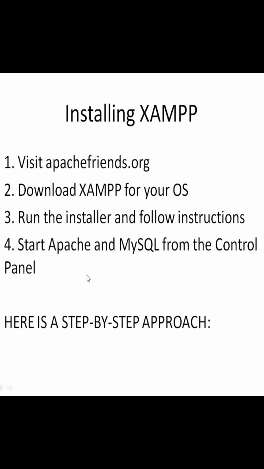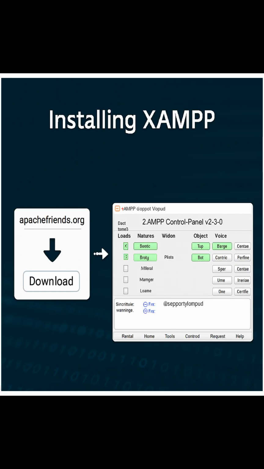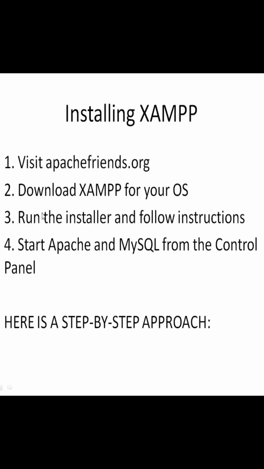Now these are the steps on how to install your XAMPP. You visit apachefriends.org and then download XAMPP for your OS. Depending on the operating system you have, you choose the version that is suited for your operating system. Then you run the installer and follow the instructions on how to install it. Then start Apache and MySQL from the control panel. Here are the vivid steps that you can follow.